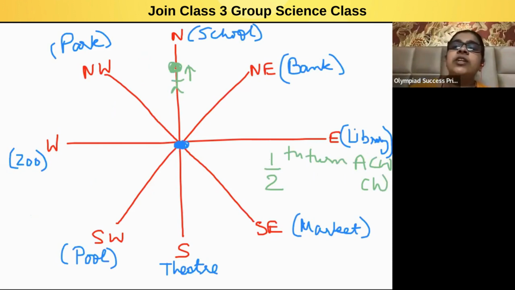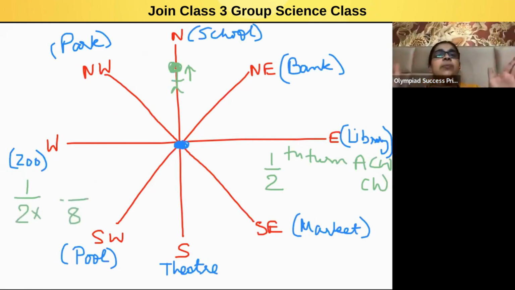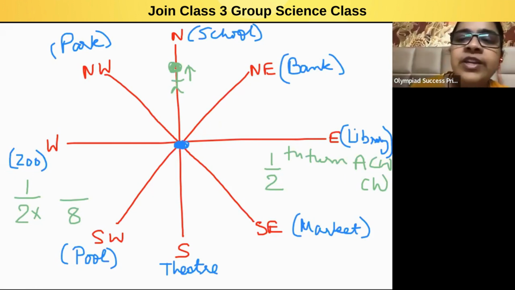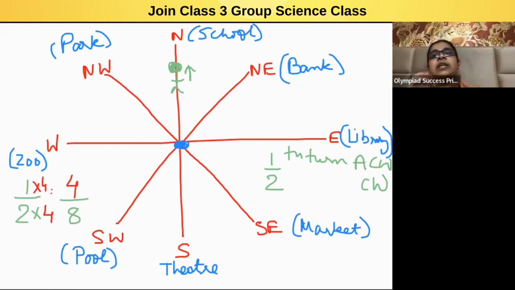1 by 2 turn is actually, tell me how much should I multiply with 2 to get 8? Because there are total 8 places, no? So how much should I multiply with 2 to get 8? 4. Very good. I'll multiply the same number at the top. So this is nothing but 4 places out of 8 places.